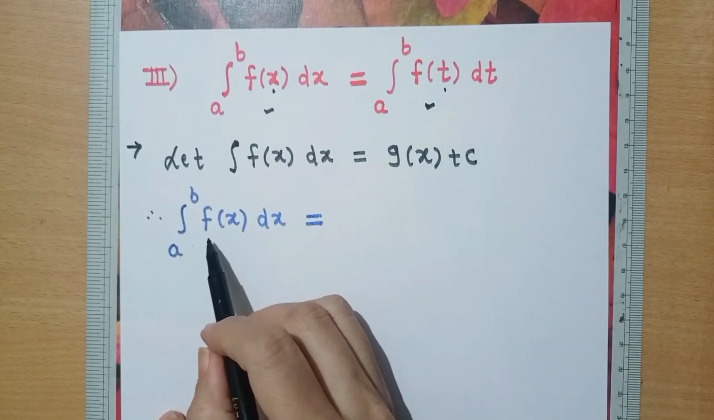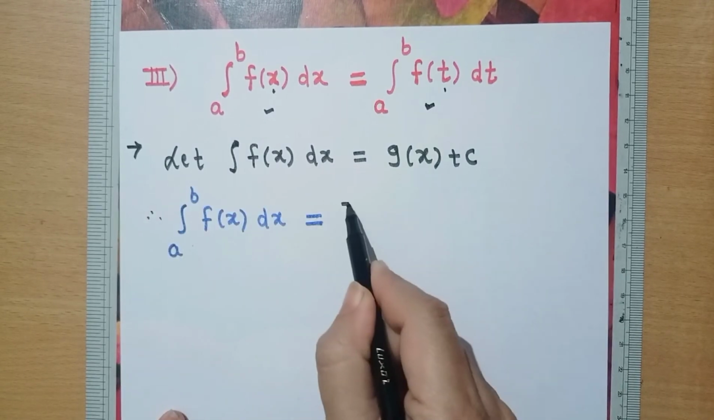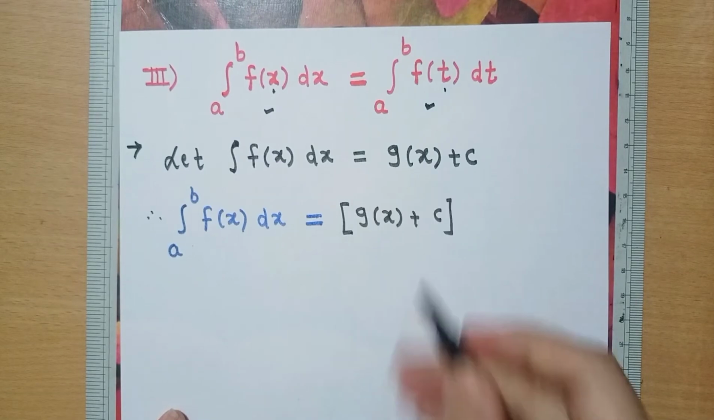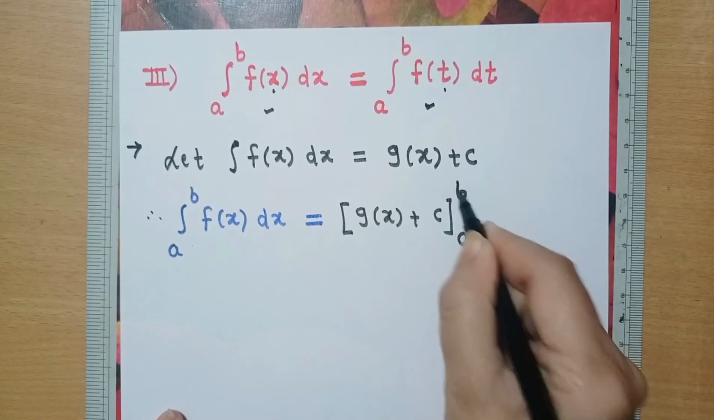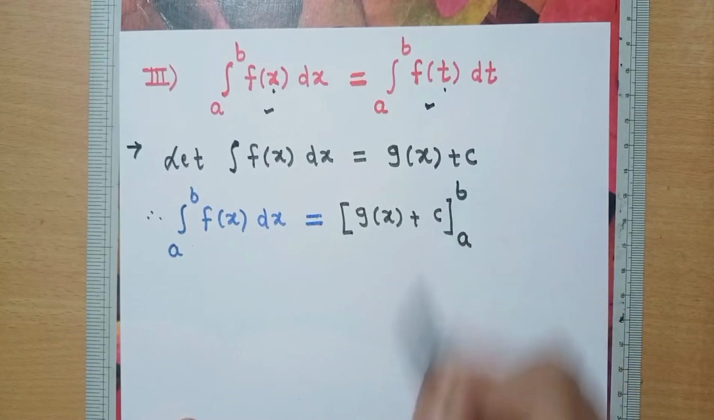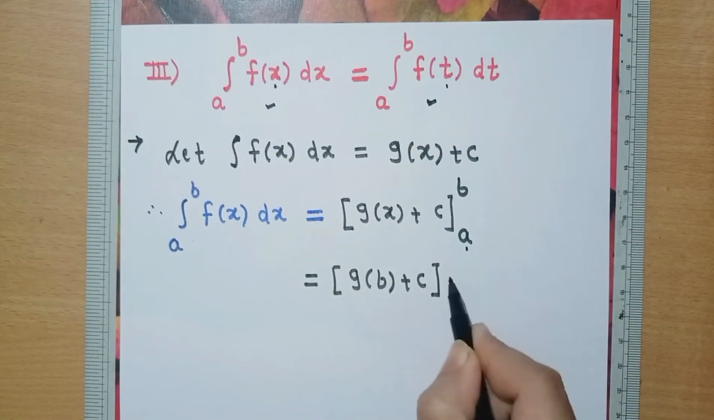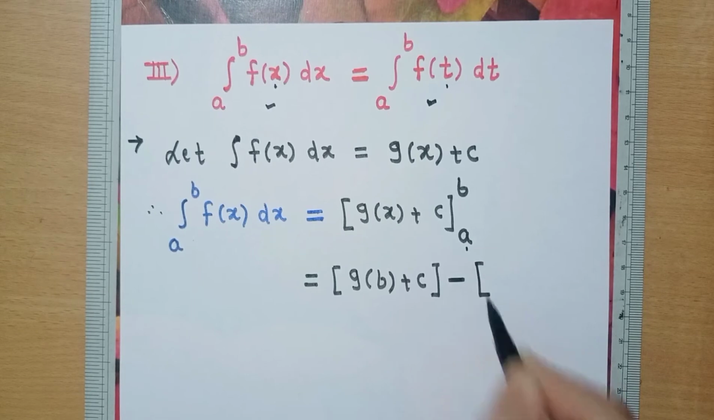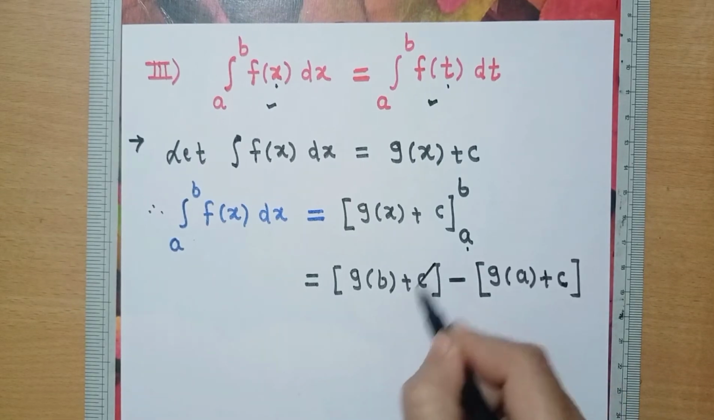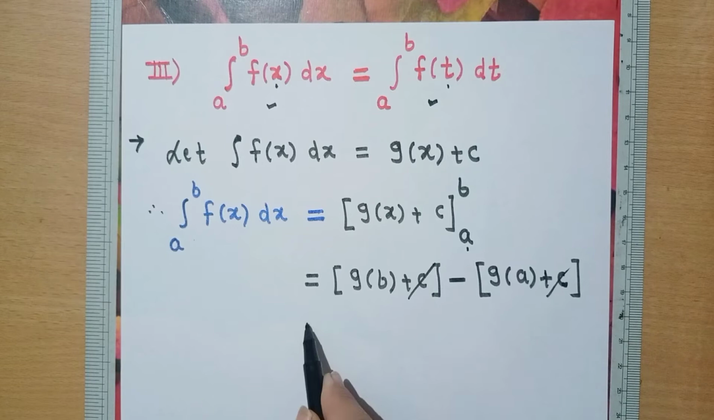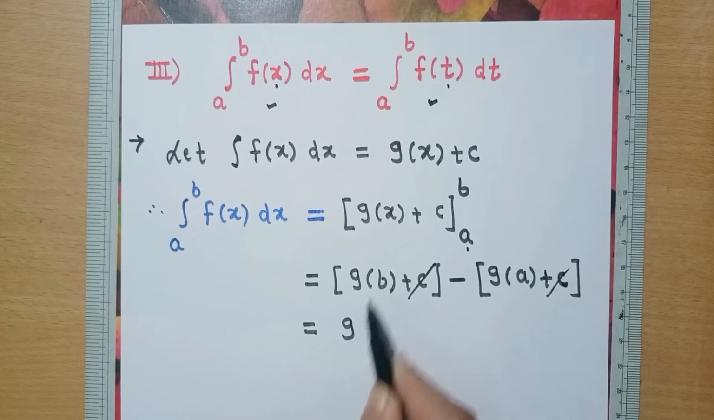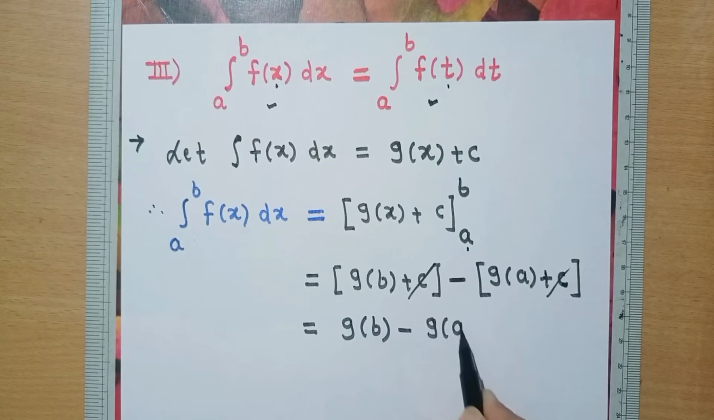So this is our LHS. Now we will write this in box brackets with limits from a to b. We will substitute first the upper limit, then the lower limit, with a minus sign in the middle. So here, plus c minus c get cancelled, and our final answer is g(b) minus g(a). Say this is equation number 1.